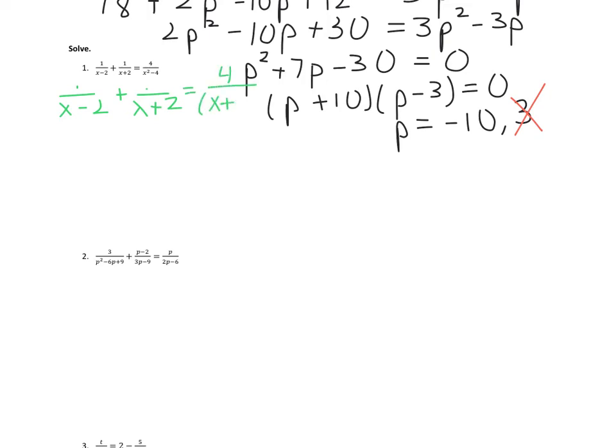We see that x plus 2 times x minus 2, oops, sorry about that, is our LCD. So we're going to multiply the whole equation by x minus 2, x plus 2. So in our first term, the x minus 2 cancels, and we're left with x plus 2. Second term, the x plus 2 cancels, and we're left with x minus 2. And then on the other side, x plus 2 and the x minus 2 cancel, and we're left with the 4. All right, so let's see what happens.